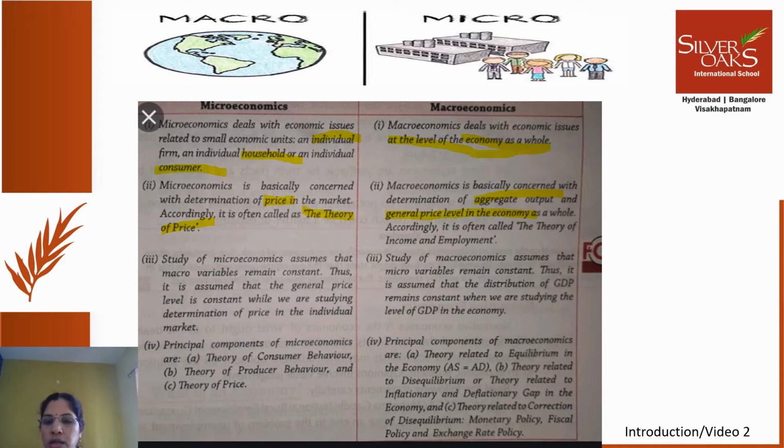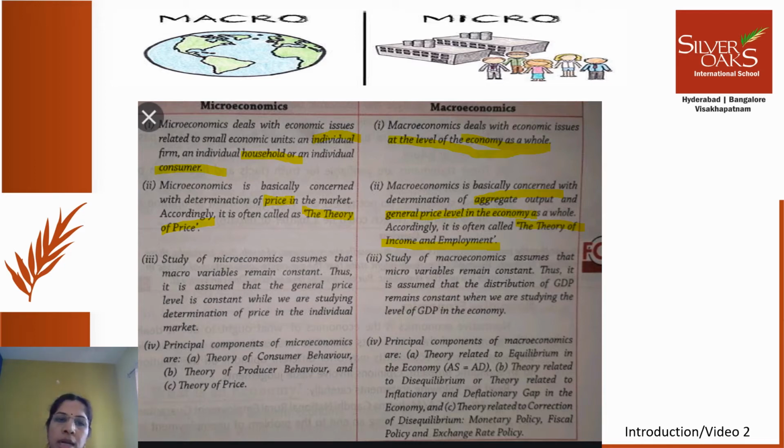What is aggregate output? It's the overall production that happens in the economy. The key word here is aggregate. Aggregate means overall, total. And hence it is called theory of income and employment. In grade 12, you will study this in greater detail.